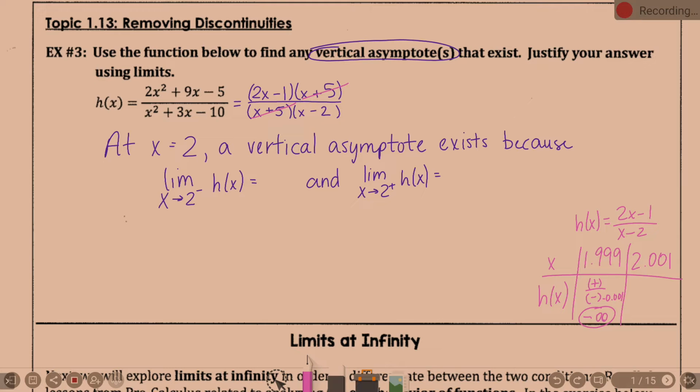What happens when I put 2.001 in? Positive on top. On bottom? Positive. It's going to be a very small positive, though, right? And as that positive is smaller and getting closer and closer to 0, this is approaching positive infinity.